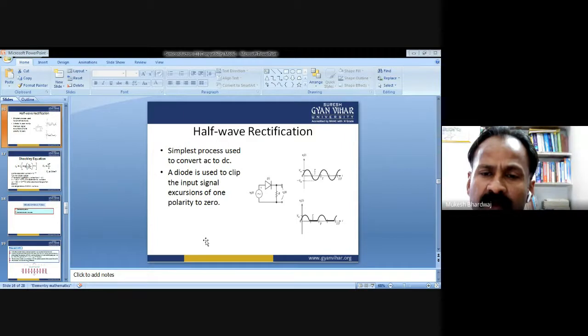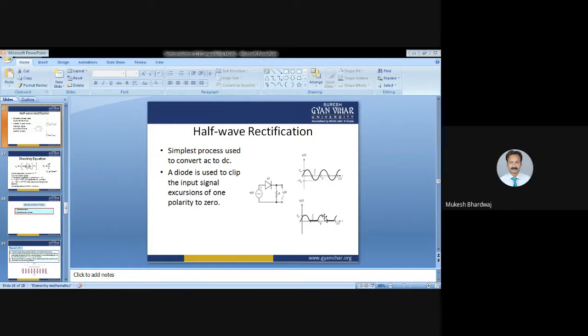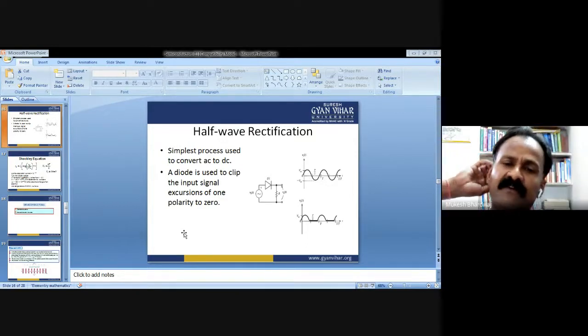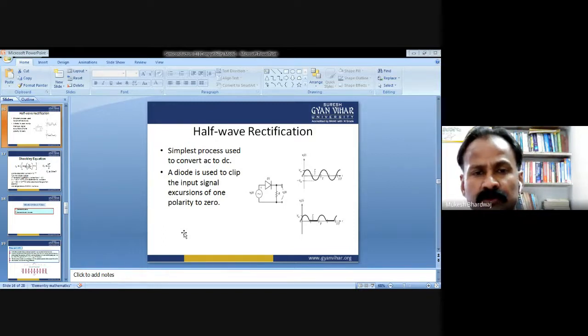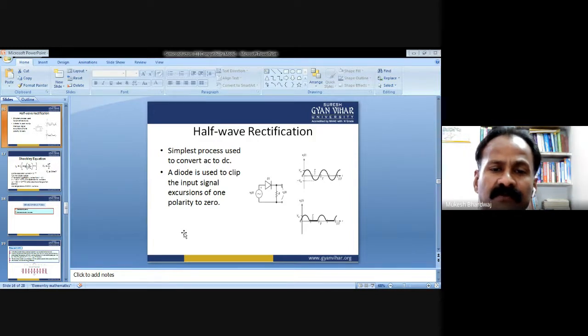And as you see, the pulses are still not fully rectified, and you are not getting a constant DC. But somewhere we just need half wave rectifiers for various purposes. So the definition of a half wave rectifier: the simplest process used to convert AC to DC. A diode is used to clip the input signal excursion of one polarity to zero.